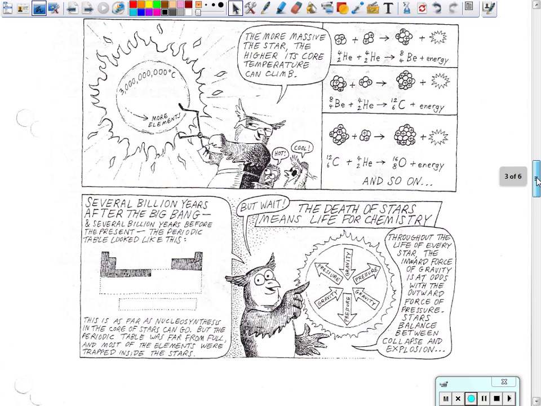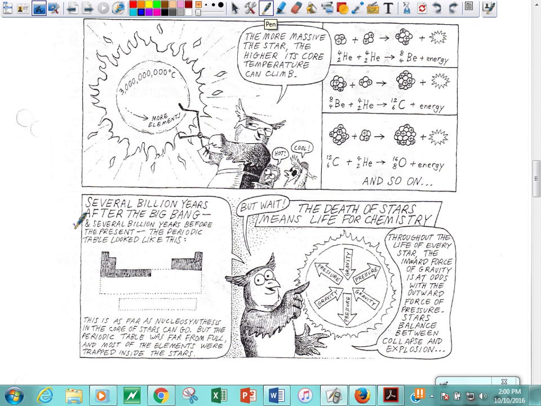Okay. This bottom one, it says, several billion years after the Big Bang, and several billion years before the present, the periodic table looked like this. Okay, so it's filled up to this point, to this element. What is Fe? You guys know what it is? That's iron. Okay? So this is as far as nucleosynthesis in the core of stars can go.